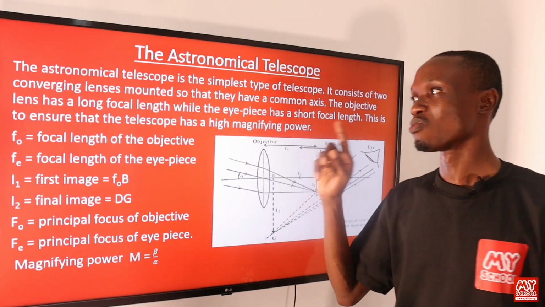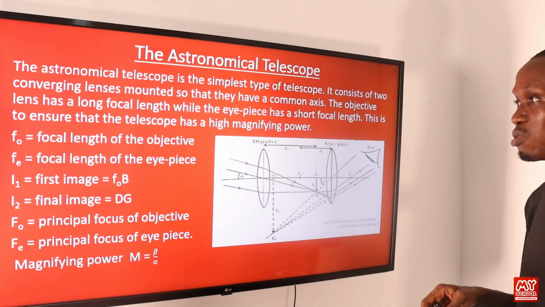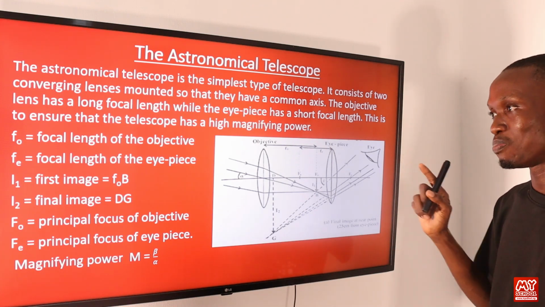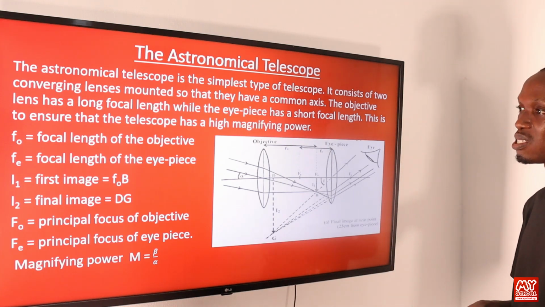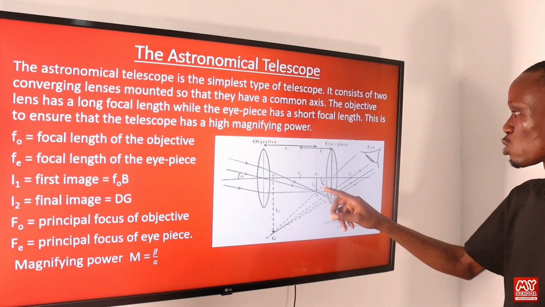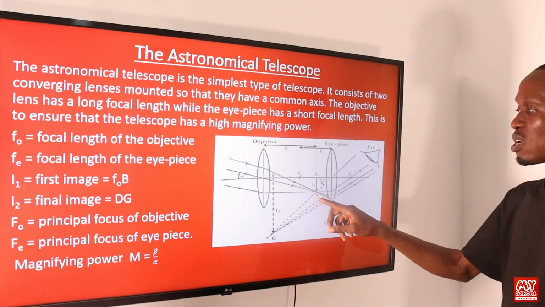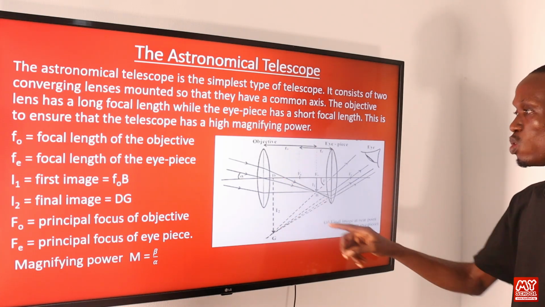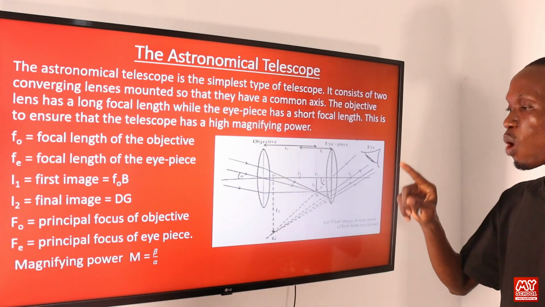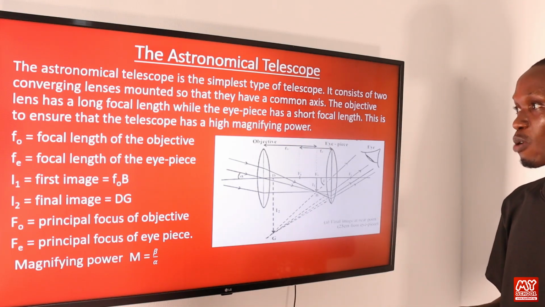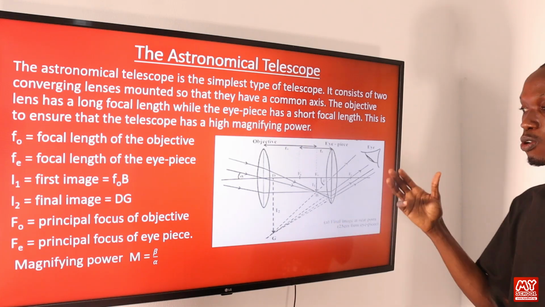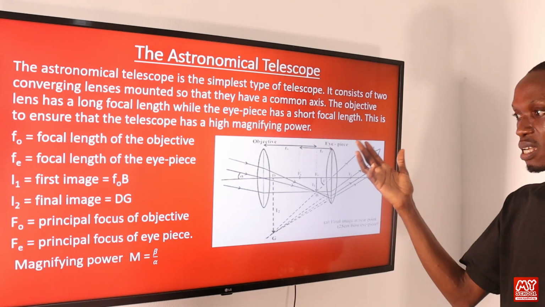F0 represents the focal length of the objective, while Fe represents the focal length of the eyepiece, while I1 is the first image produced, which is F0B, while the final image produced is I2, which is DG. F0 is the principal focus of the objective, while Fe is the principal focus of the eyepiece. Okay, I've said that earlier.